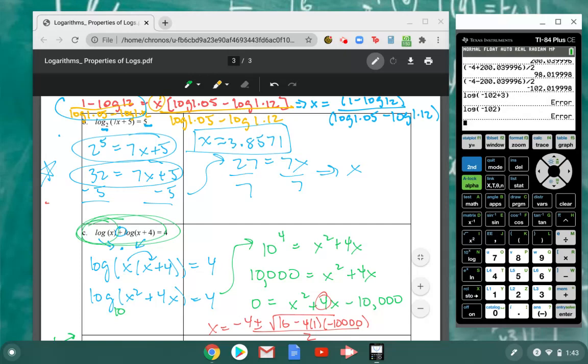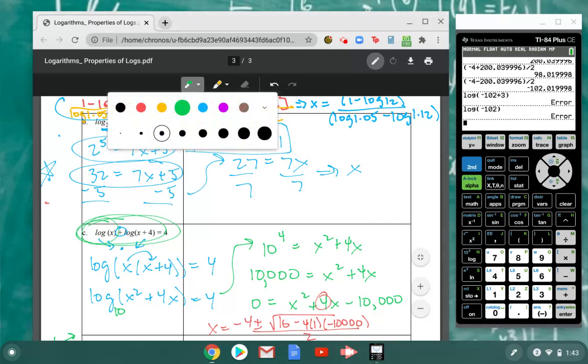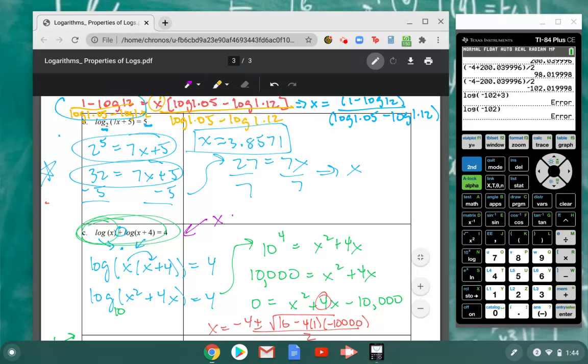And I'm going to go ahead and write my answer, the only answer right here, and I'm going to do it in purple. So for this one right here, x is approximately 98.019998. If we wanted to round that to 4 decimal places, 1, 2, 3, 4, I'd have to round this. I can't round 9 up to 9, so I'd have to round 199 up to 200. So this becomes 98.0200.